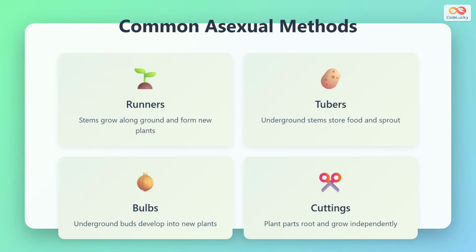Plants use several different asexual reproduction methods. Runners are stems that grow along the ground and form new plants at various points. Tubers are underground stems that store food and can sprout into new plants. Bulbs are underground buds that develop into complete new plants. Finally, cuttings occur when parts of a plant, like stems or leaves, develop roots and grow independently. Each method allows plants to reproduce efficiently without seeds.